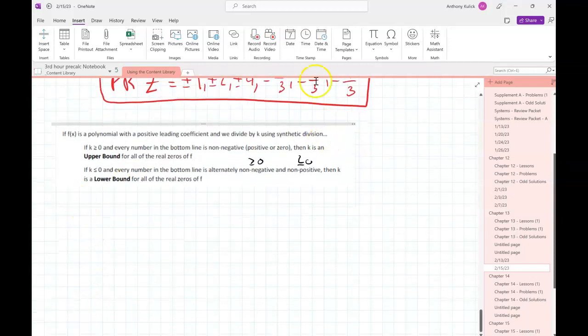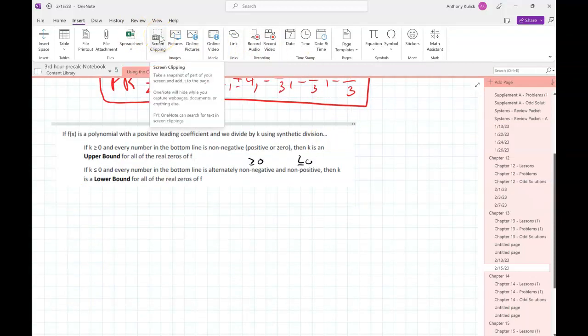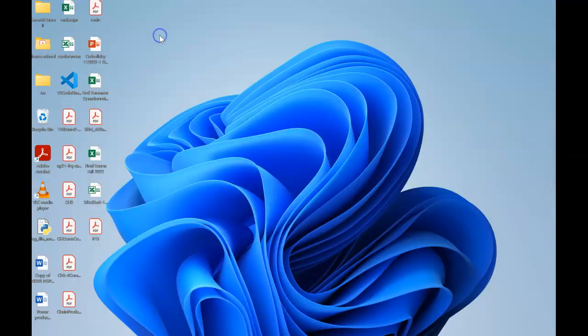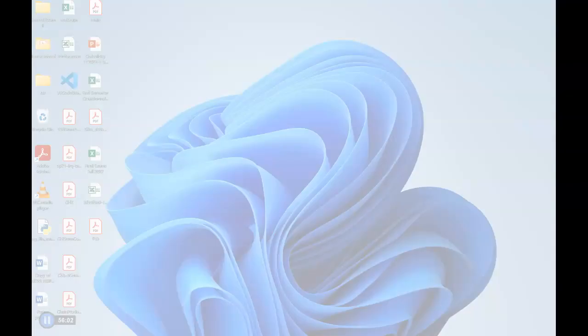What does upper bound and lower bound mean? It would mean it's bigger than all the possible zeros, and lower bound would mean it's smaller than all the possible zeros. So let's just do an example.